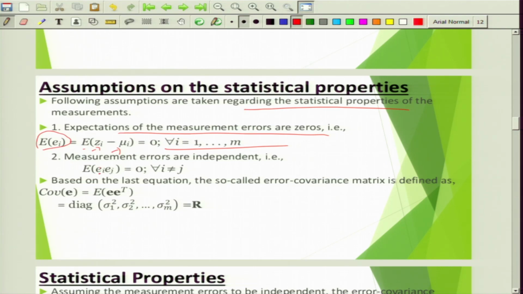Let us say Ei is a measurement taken from some measurement device, and Ej is a measurement taken from another measurement device. Their dependency is 0, that means the expectation of Ei into Ej is 0. If Ei is some value, multiplied by Ej, which may be some other value, their covariance, or dependency, is 0. Based on the last equation, the so called error covariance matrix is defined as the covariance of E, equal to the expectation of E into E transpose, and that is nothing but a diagonal matrix.